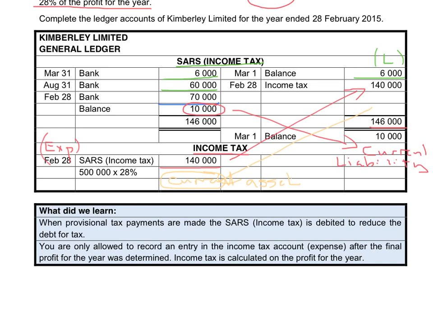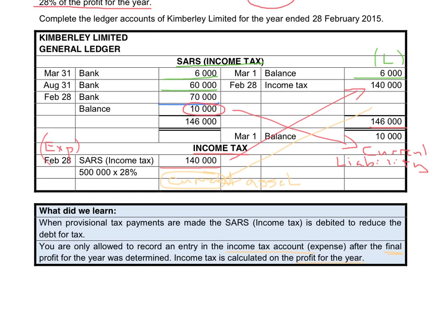So what did we learn today? Provisional tax payments are made to SARS during the year to reduce the debt for tax that you will have to pay on the profits that you make. When provisional tax payments are made, you have to debit the SARS income tax account to show that the liability is reduced. You are only allowed to record an entry in the income tax account after the final profit for the year was determined, and income tax is calculated on the profit for the year.